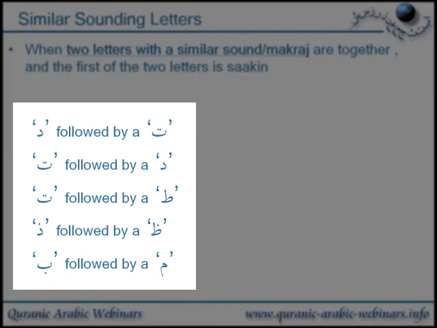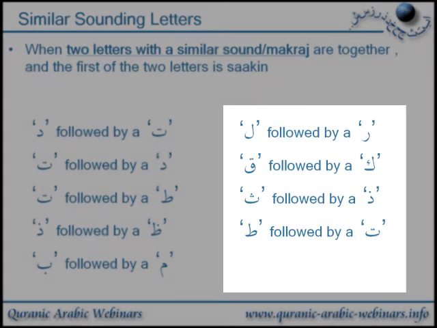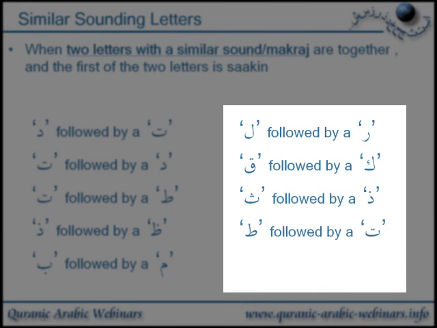So I'm just going to read through these. When the dal is followed by a ta, or a ta is followed by a dal, or a ta is followed by a tha, or a dhal is followed by a dha, or a ba is followed by a mim. The second set is when a lam is followed by a ra, when a qaf is followed by a kaf, and when a tha is followed by a dhal, and when a tha is followed by a ta.